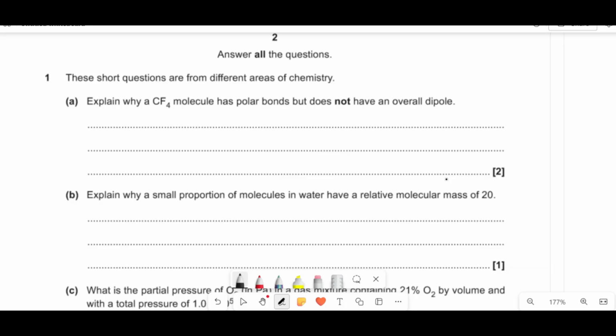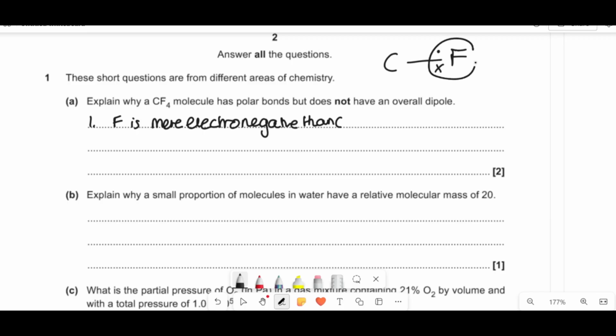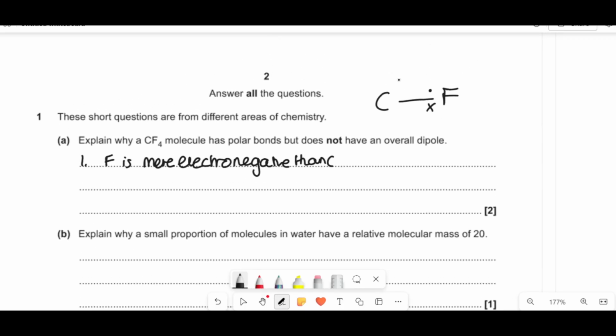Explain why a CF4 molecule has polar bonds but does not have an overall dipole. So number one, why has it got polar bonds? We have C and F, right? So F is more electronegative. If I draw a diagram to the side, C and F are bonded covalently, so they have a shared pair of electrons. If F is more electronegative, it will drag those shared electrons towards itself, right? So it has polar bonds because that's delta positive, that's delta negative, but it doesn't have an overall dipole.